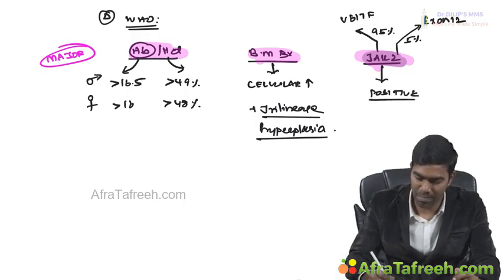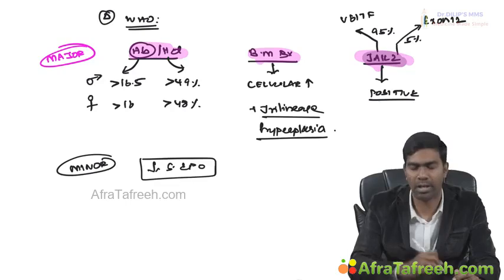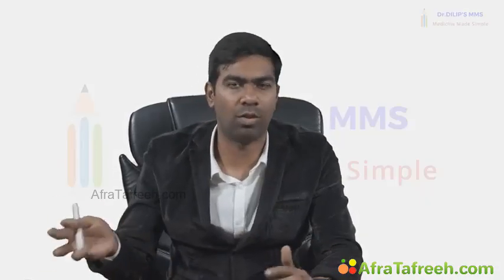There is also one minor criterion. The important minor criterion is reduced serum erythropoietin, which is a no-brainer. So this is a minor criterion given by WHO. If you have these things, then you can make a diagnosis of polycythemia vera, PV.